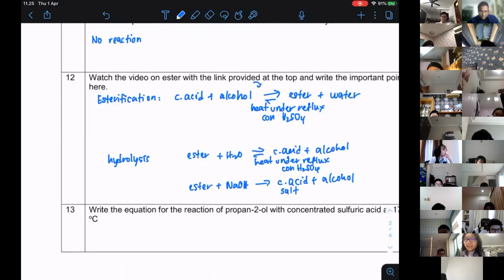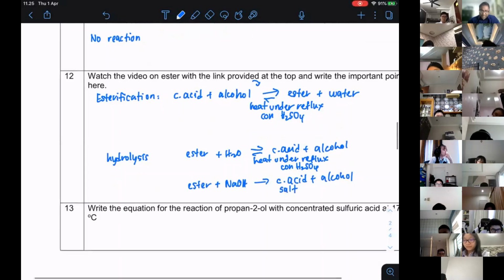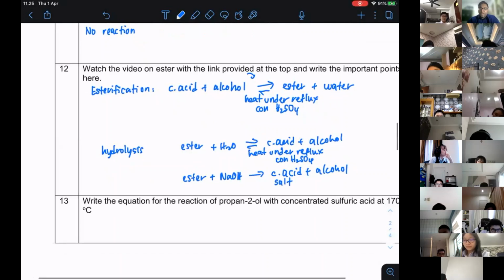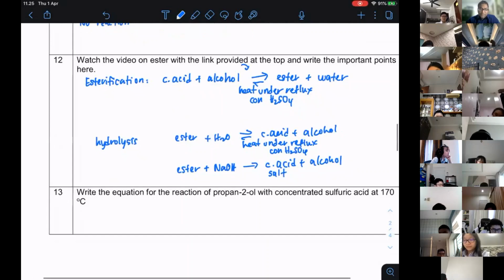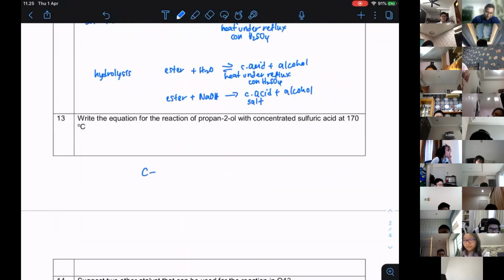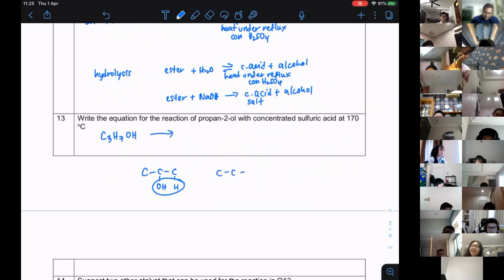Now, next, write the equation for the reaction of propan-2-ol with concentrated sulfuric acid at 170 degrees. Now, this is going to be dehydration. So this is propan-2-ol. When you do dehydration, this one is going to be removed. So if I write down C3H7OH, when I do dehydration, I am going to get C double bond C. So it's going to be propene. Propene is C3H6, and then H2O.